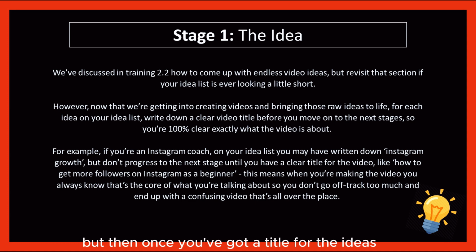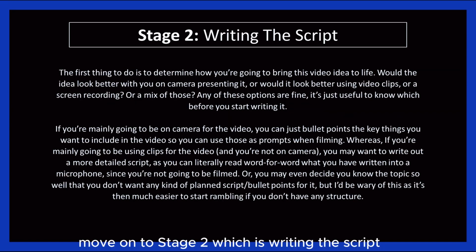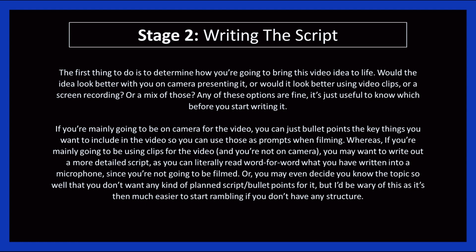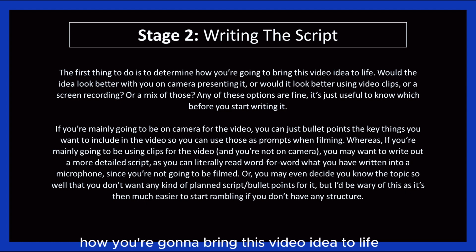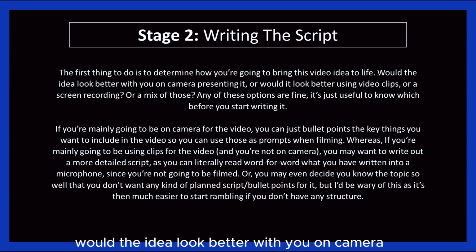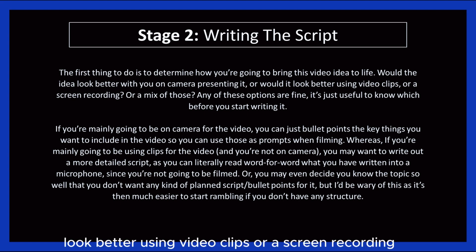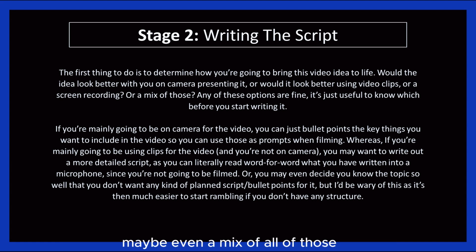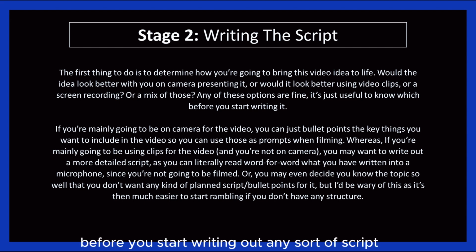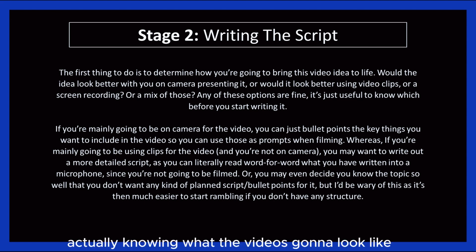But then once you've got a title for the ideas you're going to be working on, move on to stage 2, which is writing the script. The first thing you do is determine how you're going to bring this video idea to life. Would the idea look better with you on camera presenting it? Will it look better using video clips or a screen recording? Maybe even a mix of all of those. Any of the options are fine. It's just useful to know before you start writing out any sort of script. Actually knowing what the video is going to look like.